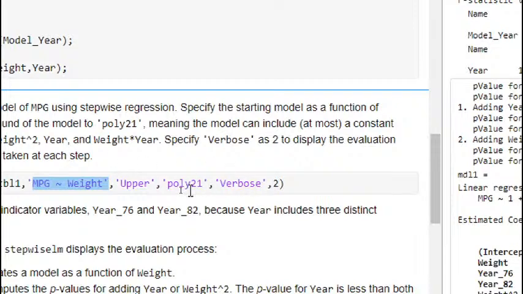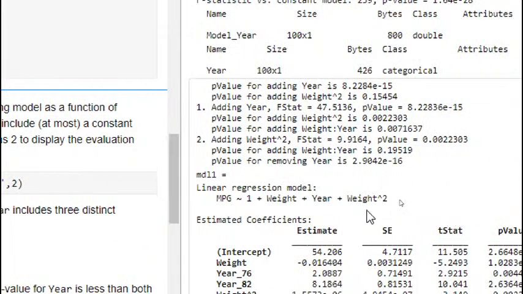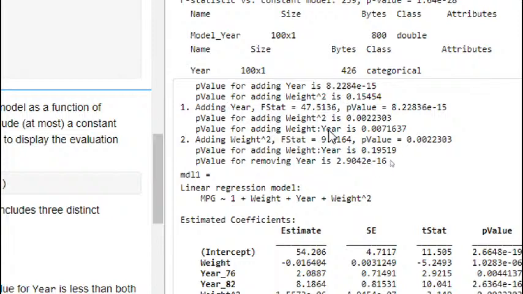My final model has an upper bound of polynomial degree 2 and 1. Here you see it is a degree 2 model, but it excluded one term, weight into year in this case. Why? Here you see weight into year has a p value of 0.007, and weight square has a p value of 0.0022. This value is very low compared with the threshold value. As a default, the threshold value is 0.005, so that's why it is excluded from there.